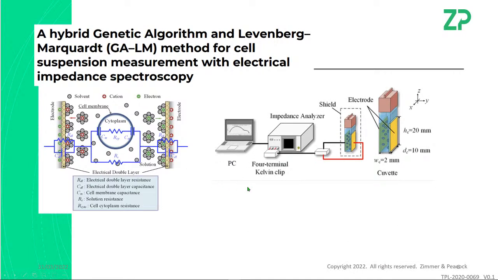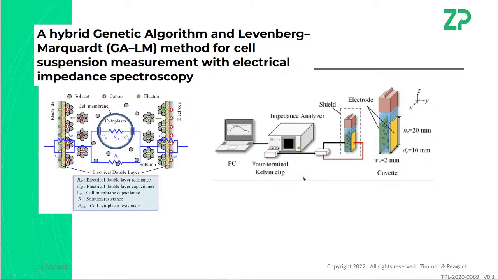Now, when I read the paper, this was the setup that they had, and I just want to say hi to Hitcham this morning. But this is the setup that they had, with a PC and analyzer. They had a cuvette, and within the cuvette they had a couple of electrodes. Now they're using a 2-electrode setup. So they describe it as a 4-terminal Kelvin clip, and they have these electrodes set up.